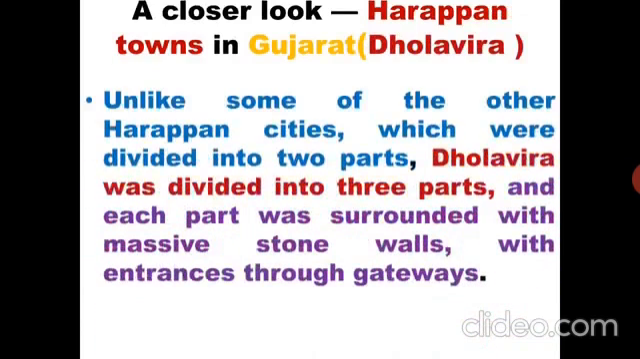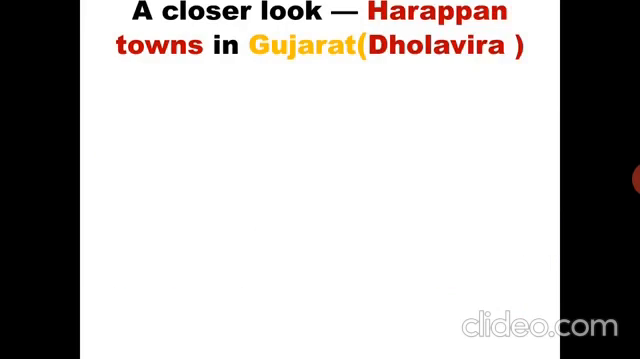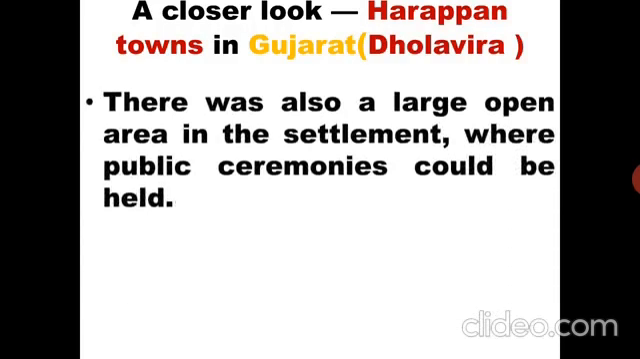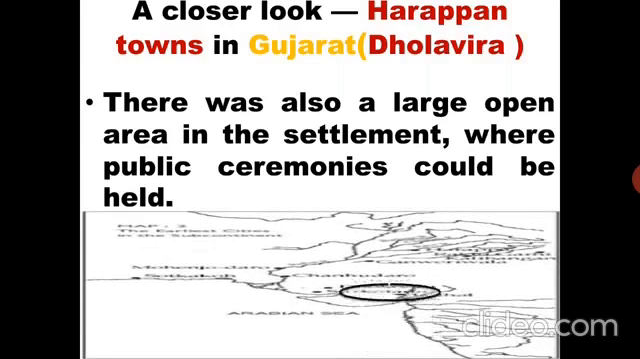Unlike some of the other Harappan cities which were divided into two parts, Dholavira was divided into three parts, and each part was surrounded with massive stone walls with entrances through gateways. So this was the structure of the Harappan town in Gujarat. There was also a large open area in the settlement where public ceremonies could be held. So this is Dholavira.